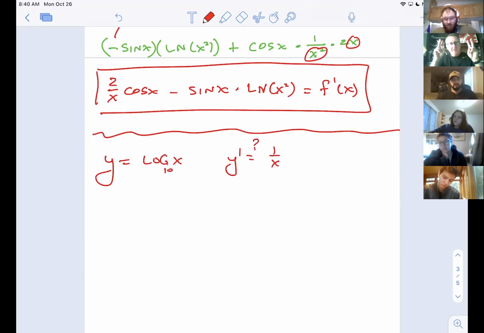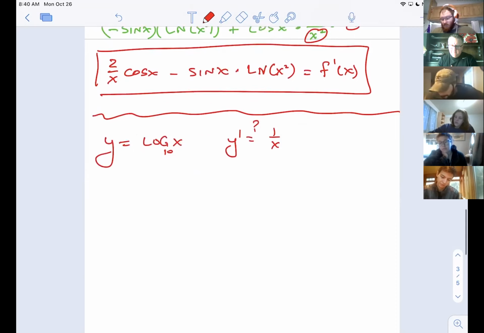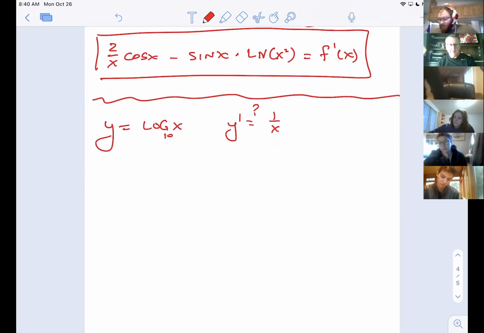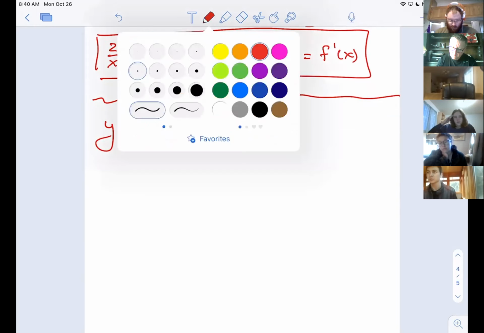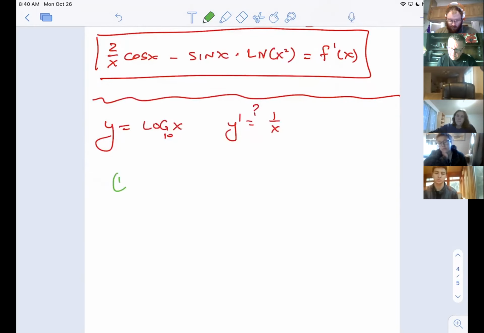Again, that was kind of like a hidden base 10. It's assumed, but you just don't bother to write it down. So one thing you could say is, well, you could do what we did a second ago. Just a couple of options. You could do what we did a second ago and say 10 to the y equals x.